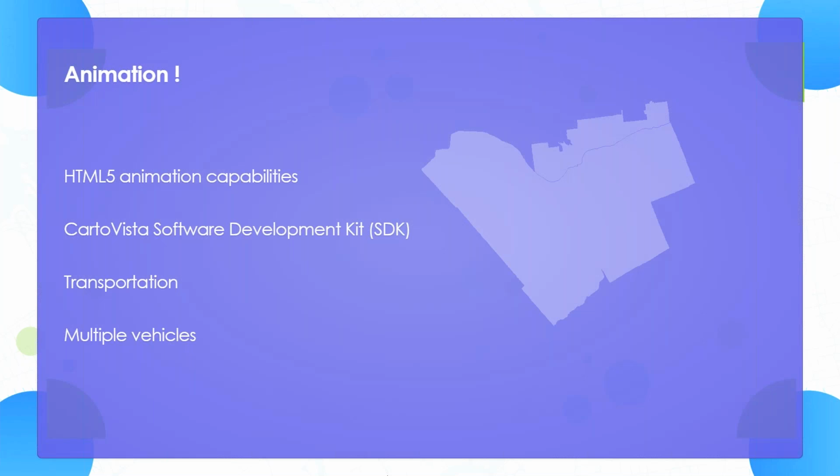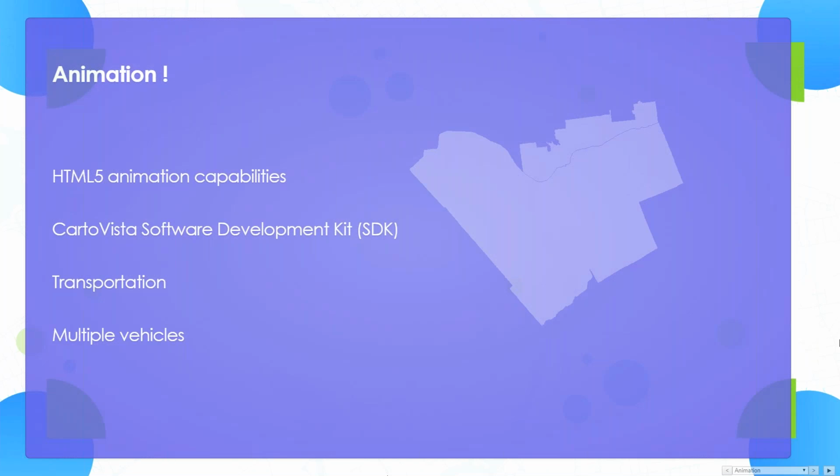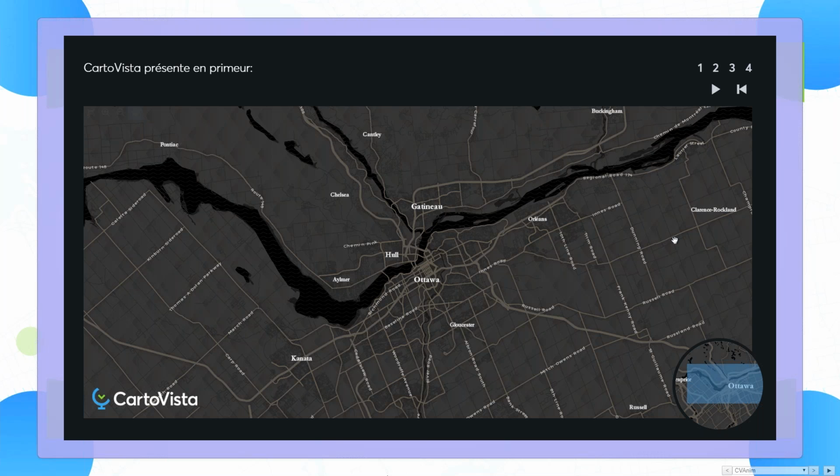Now, HTML5 being developed in JavaScript, there's a lot of possibilities to take HTML5, adapt it, and change it, and go crazy. So this is an example of what we did in terms of HTML5 and animation capabilities. With CarVista, we have what we call the software development kit. So you can take what we have and build on top of it. So here's an example of a typical map where we may want to look at multiple vehicles or tracking of multiple things moving on the map.